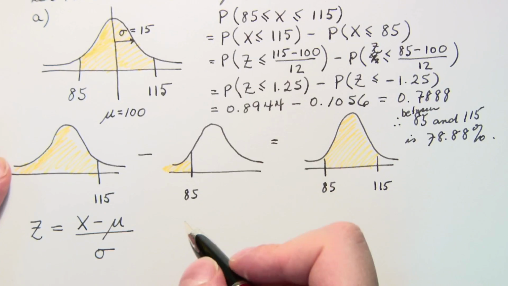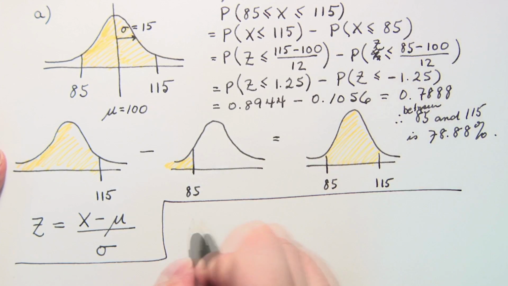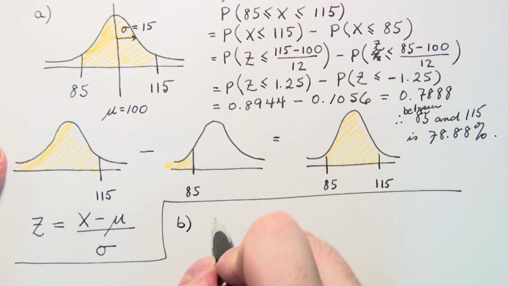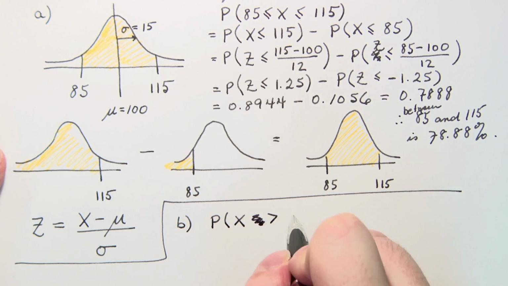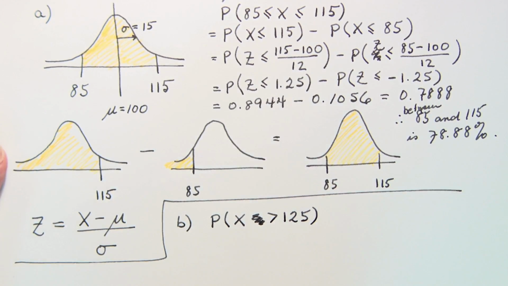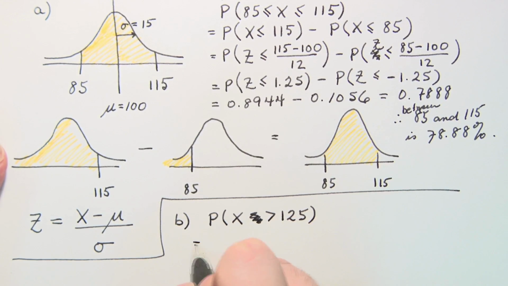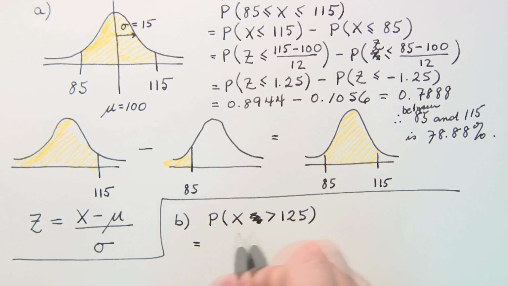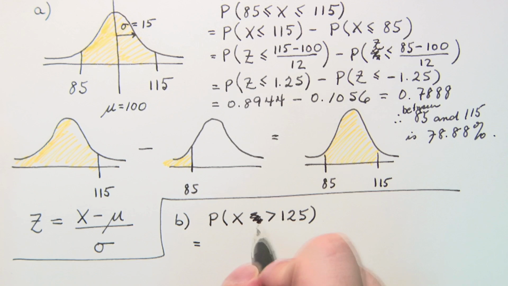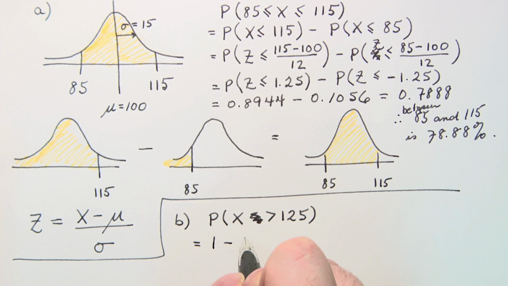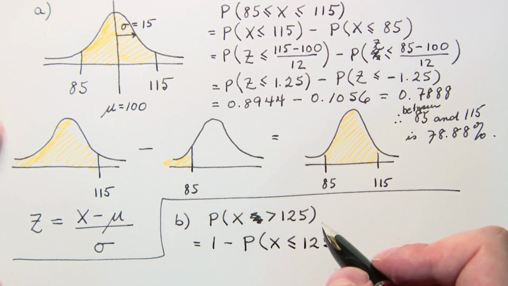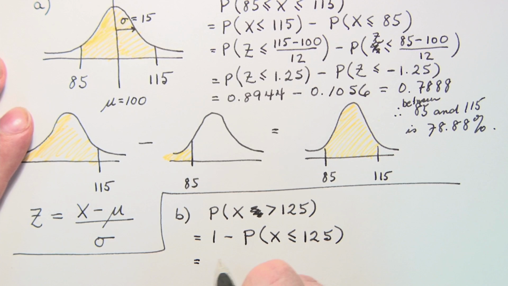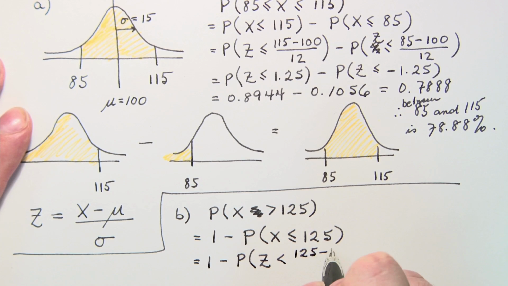Okay, so for part B, we want the probability that x is greater than 125. Again, we can do the same. First, we should take the complement to get it as a less than or equal to sign. So 1 minus the probability of x less than or equal to 125.